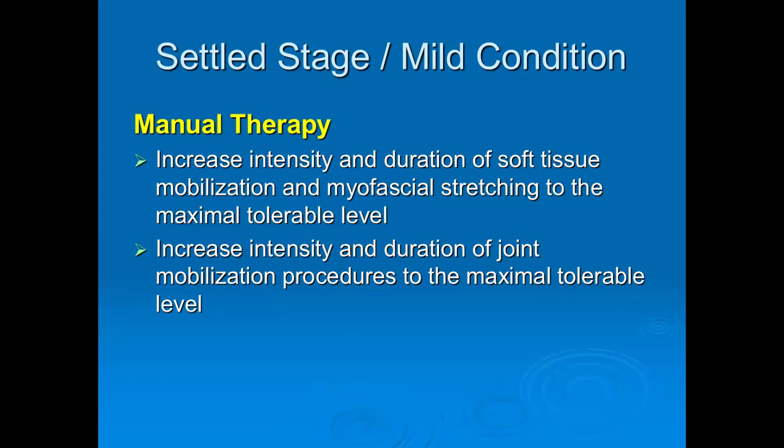So what we can do in the manual therapy section, we can increase the intensity and duration of the soft tissue mobilization, which the patient was already receiving when he was in the moderate condition, and the myofascial stretching to the maximum tolerance level in the steady state. Similarly, the intensity and duration of the joint mobilization can also be increased to the maximum tolerable level.